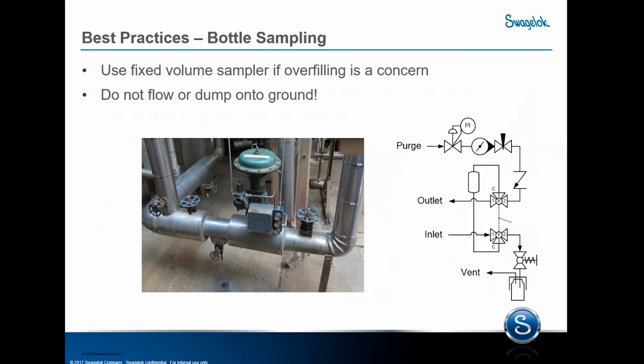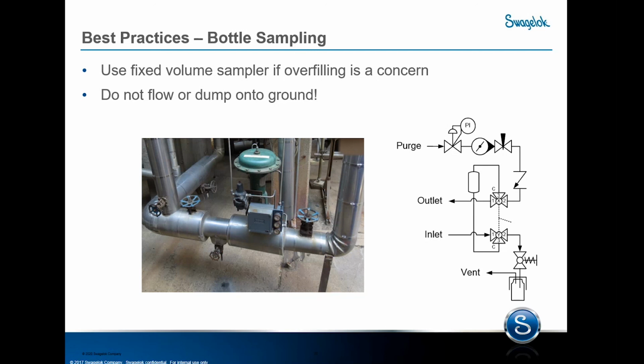And then lastly, the last best practice for bottle sampling is that there are some concerns with it. Remember, the bottle is not pressure contained. Sampling from high pressure sources can cause problems. Even with a sampling valve to help control the pressure and flow, dispensing a high pressure sample directly into a bottle can potentially damage the bottle and cause a safety concern.